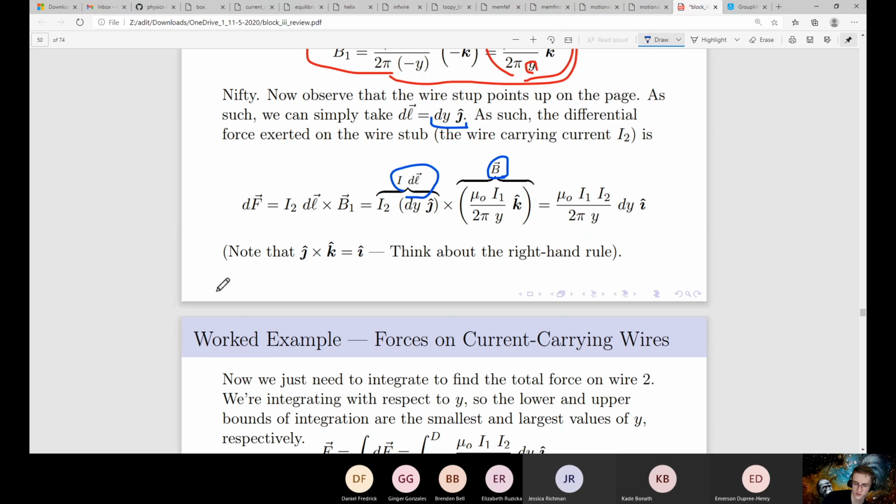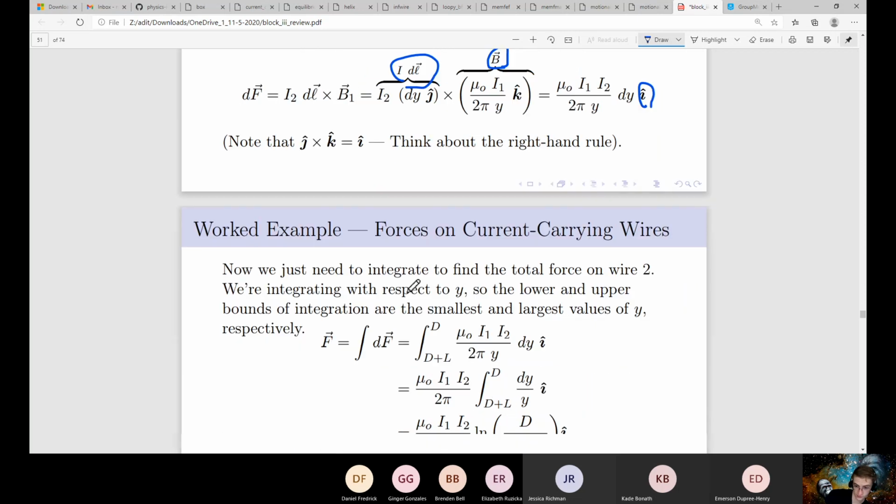And I think Pat has some other rule for remembering how those go, but I don't know Pat's way. Either way, here's our dF expression. For the cross product, we just get i hat, and then we multiply everything else together. So we have mu naught I1 I2 over 2 pi y dy.